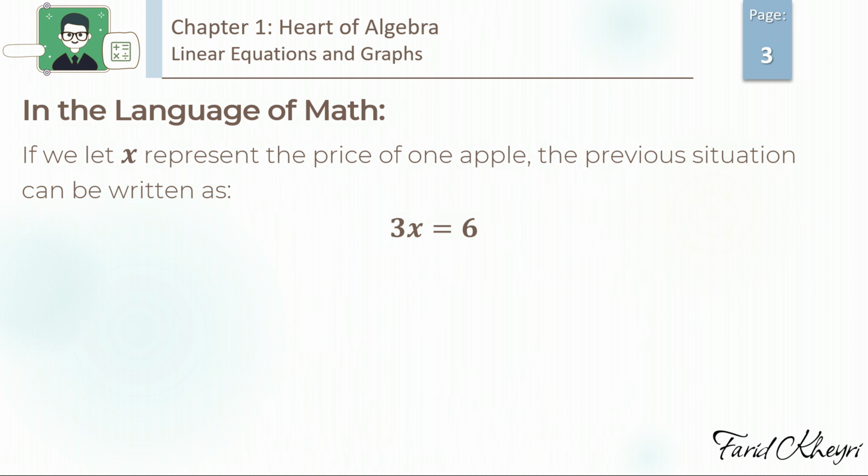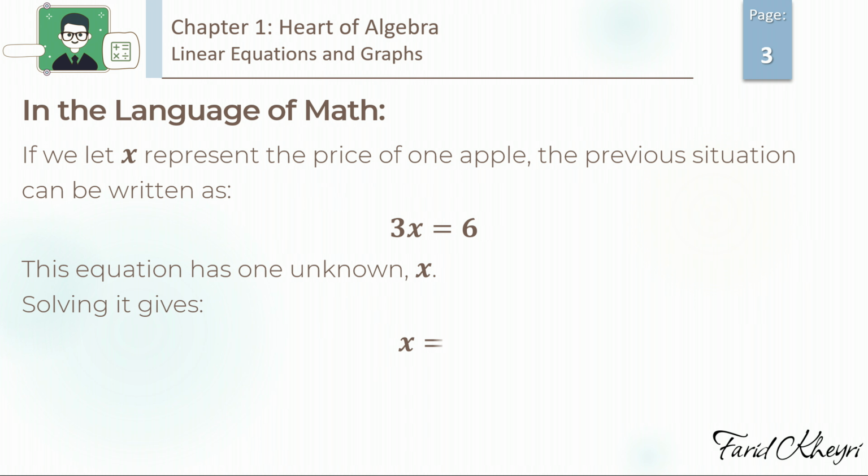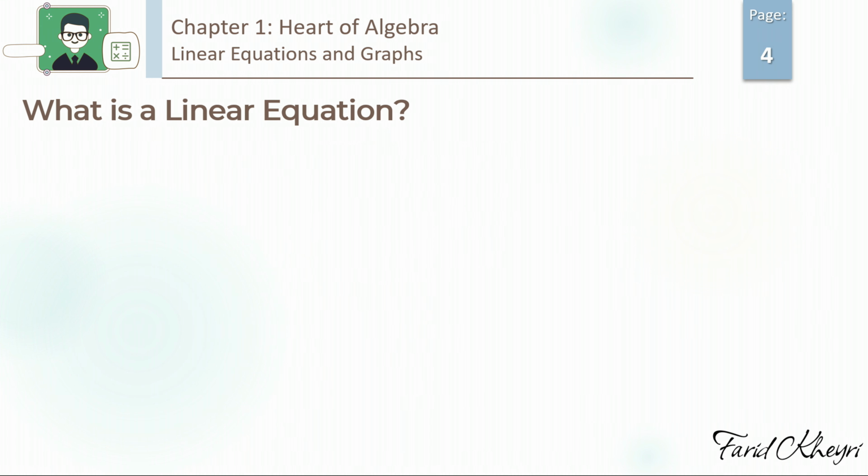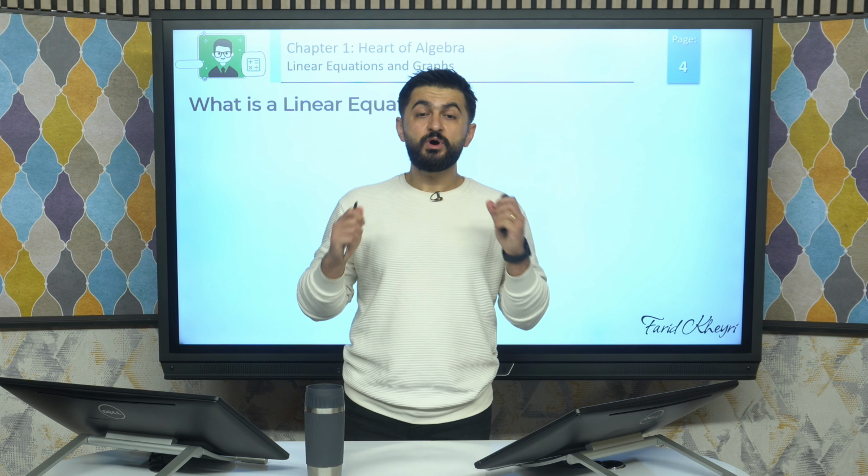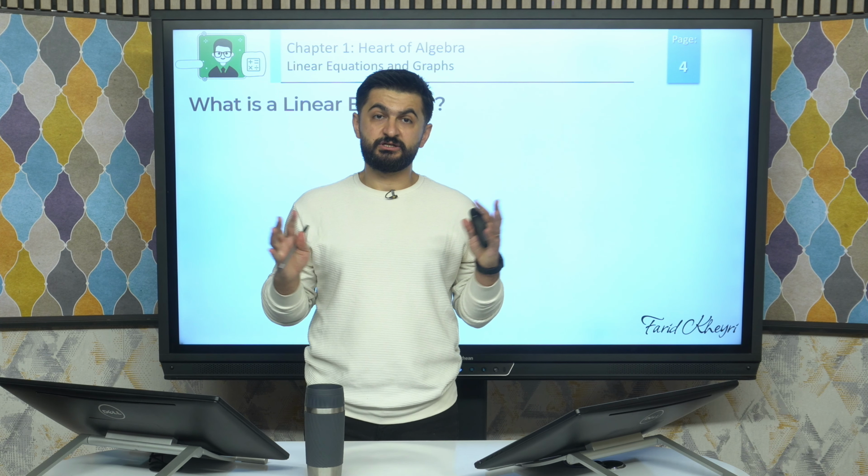Okay. In the language of math, if we let x represent the price of 1 apple, the previous situation can be written as 3x is 6. So this equation has one unknown, which is x. And solving it gives x is 2, which means each apple costs $2. So, in fact, the question is, what is the linear equation?